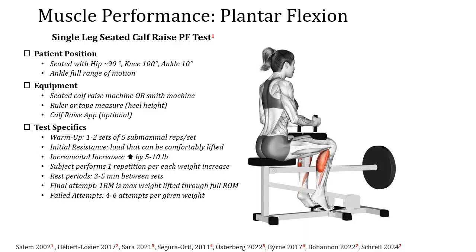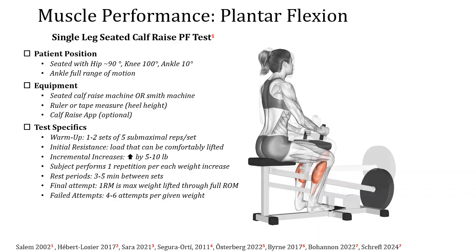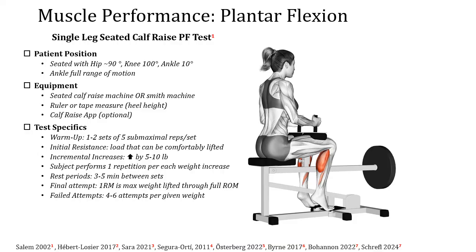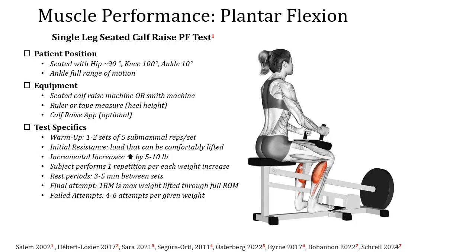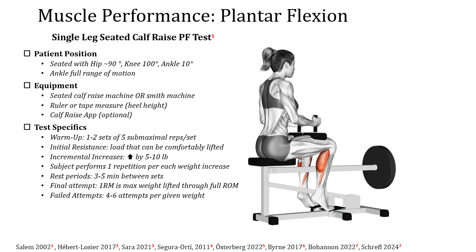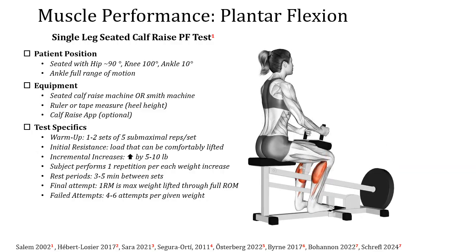The testing protocol would be a warm-up of 1 to 2 sets of 5 submaximal reps. For initial resistance, the load would be a comfortable amount to be lifted, incrementally increasing by about 5 to 10 pounds. The subject performs 1 repetition for each weight increase. Rest periods are 3 to 5 minutes, as per the best practice of strength and conditioning principles as described by the NSCA. And then the final attempt will be the 1RM, the max weight lifted for full range of motion. You get a failed attempt at 4 to 6 attempts.